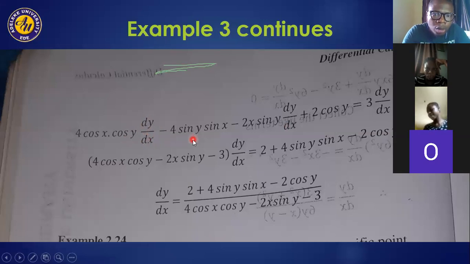Okay, good. Now, next one. When we differentiate 4 cos x, you know your 4 will come outside. Cos x is turned to what? When you differentiate cos x, what do you have? Minus sin. No, it's not minus sin. When you differentiate cos x, what do you have?